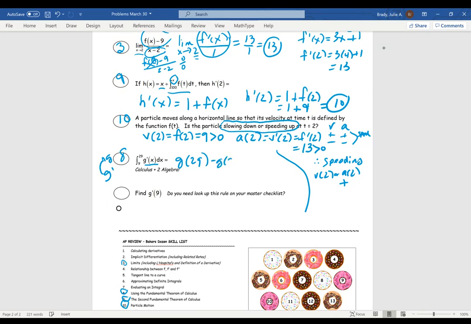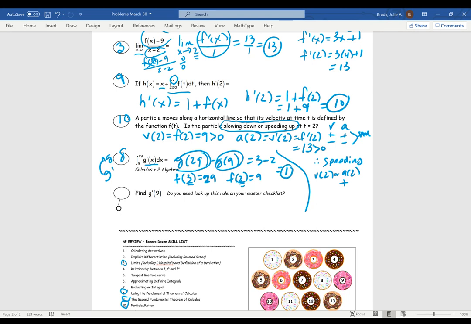minus G of 9. We did a lot of problems like this in our integral mastery. And there must be some way to figure this out. They didn't tell us about G, but they told us about F. They told us that F of 3 is 29, and that F of 2 is 9. So that means that G of 29 is 3, and G of 9 is 2. So this is 3 minus 2, which is 1.